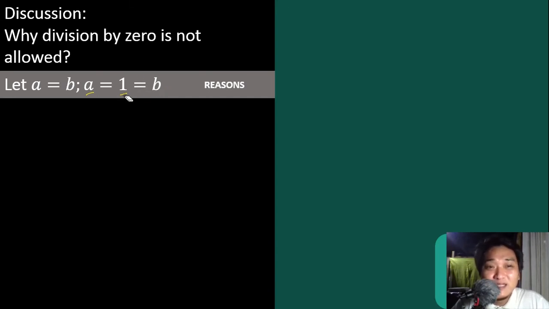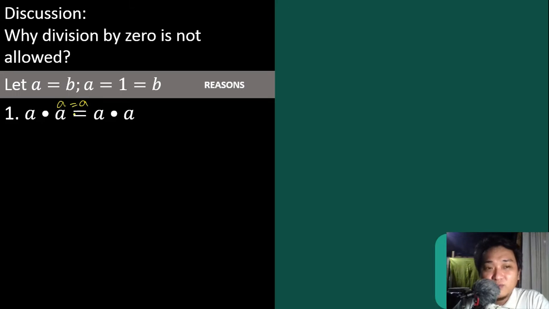Okay, so ipagpalagay natin na we have that kind of premise. We have that kind of argument or given. Let us try to equate those expressions. Let's say A is equals to A. Would you agree that A is equals to A? Yes, they are equal by means of reflexive property.